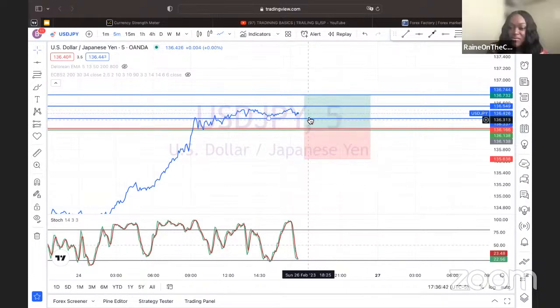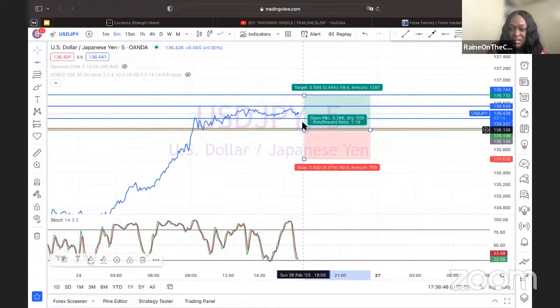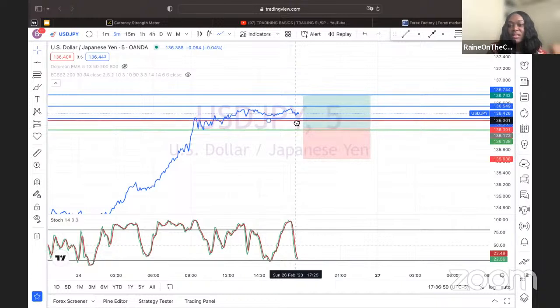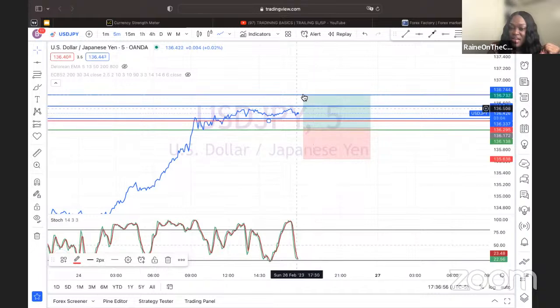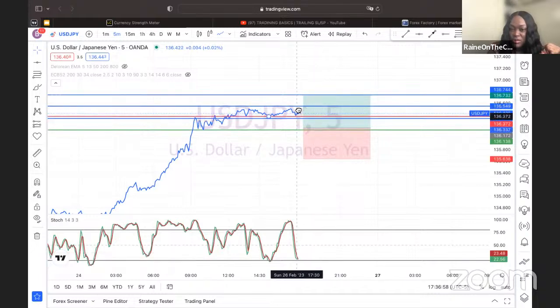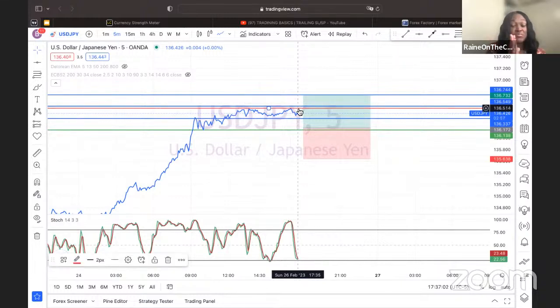Once it hits take profit 2, you move your stop loss up. Oh, I didn't mean to move that. You move your stop loss up when it's at take profit 2. When it hits take profit 3, you move it up to below take profit 2, sorry. And you can keep doing that every time it hits.